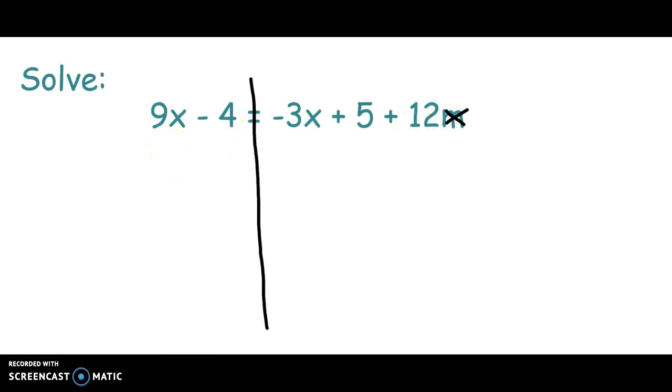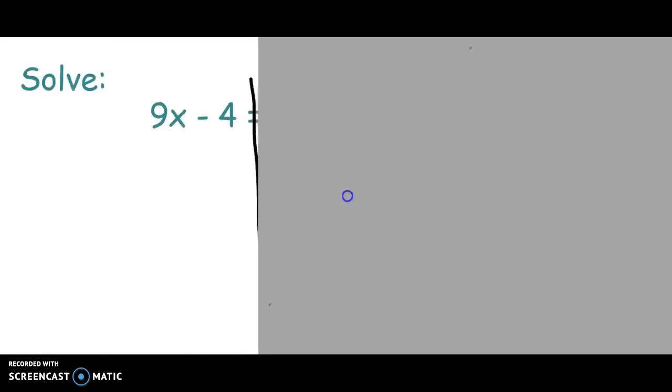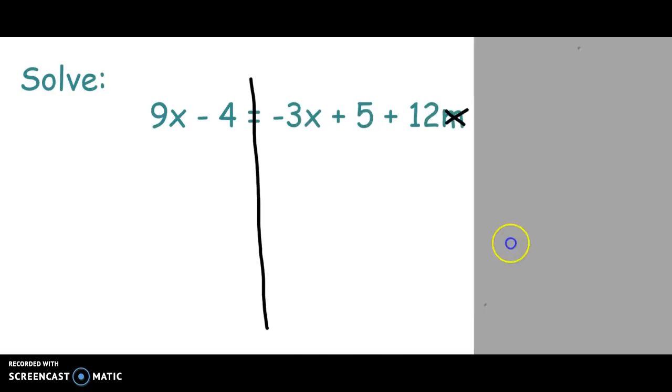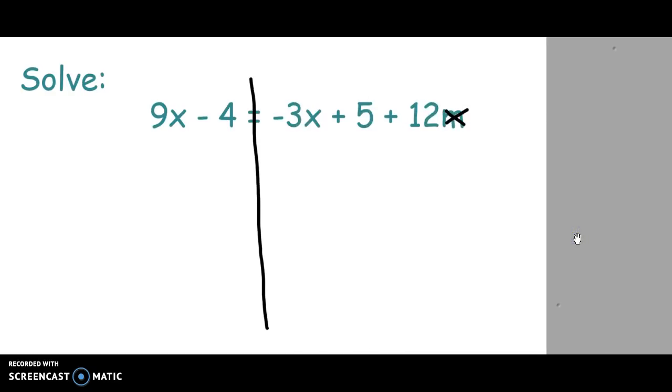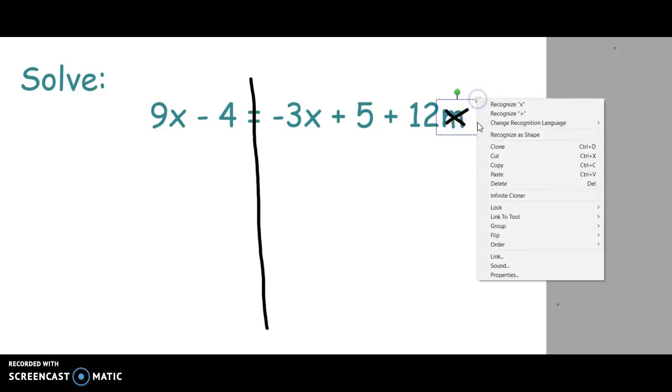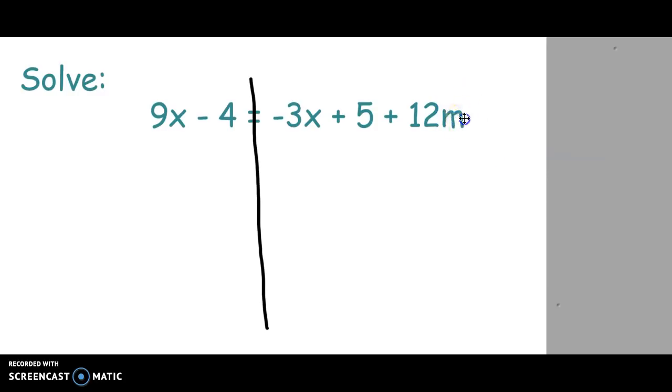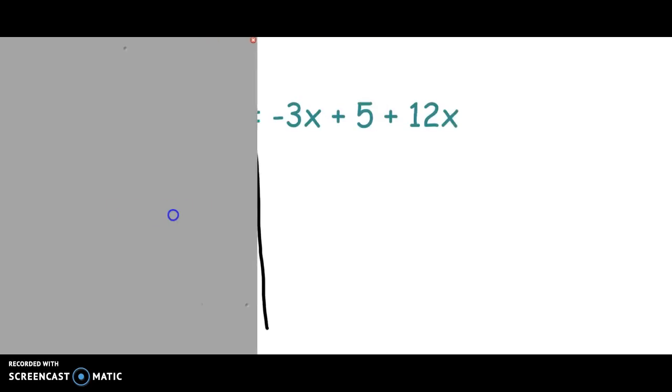So let's look at the left side. We have 9x minus 4. We cannot simplify that. So we look at the right side. And I am actually going to just quickly fix this so we don't get confused here. Maybe I fixed it. There we go. That looks better.